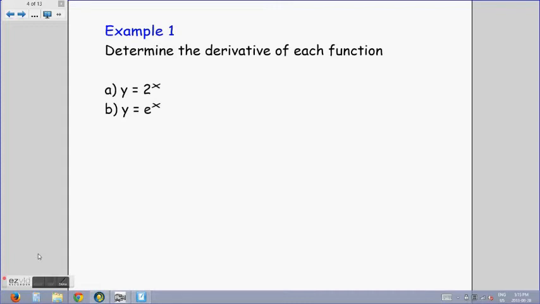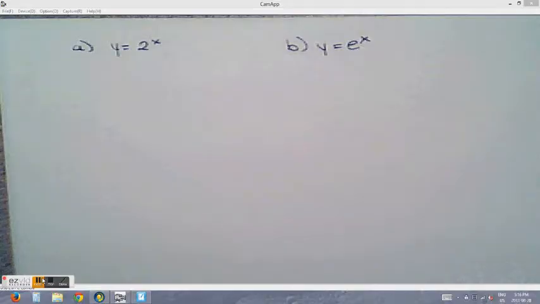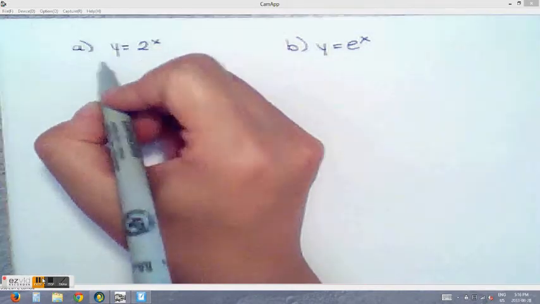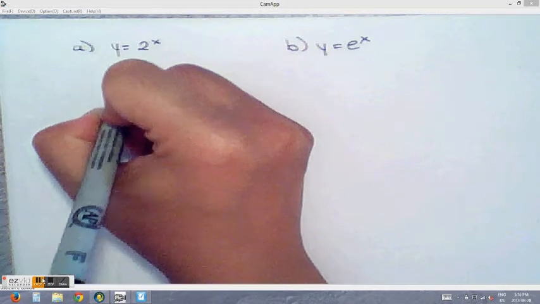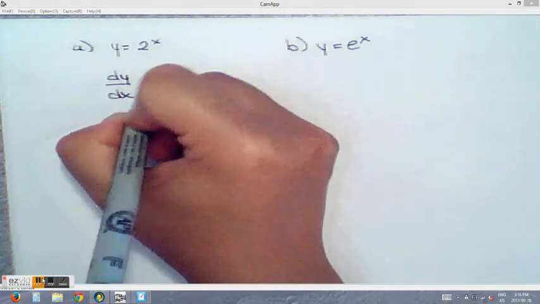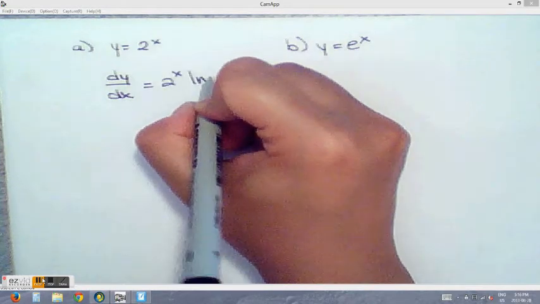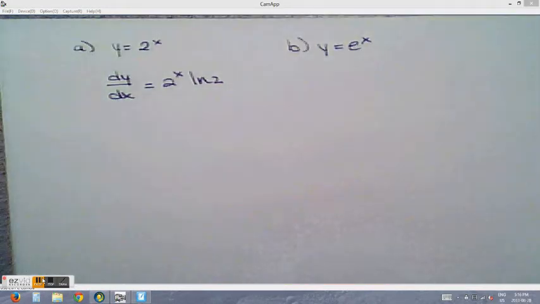Let's take a look at example number 1 and see how we can use what we've just learned. So let's determine the derivative of each of these functions. Looking at A, we have y equals 2^x. So using the rule that we just learned, dy/dx is simply equal to 2^x ln 2. Okay, and that's our derivative.